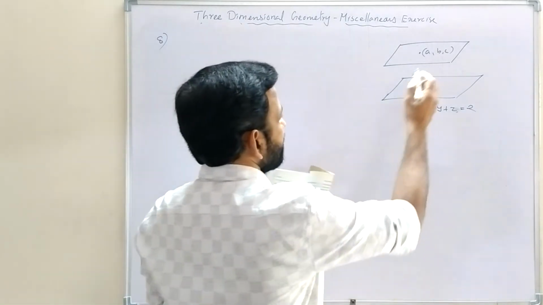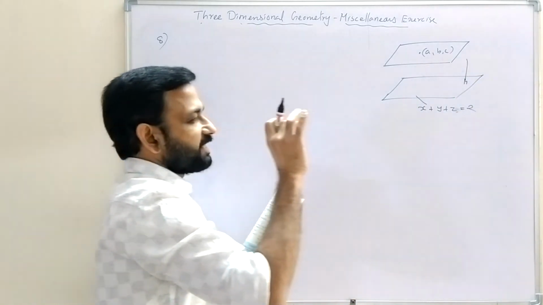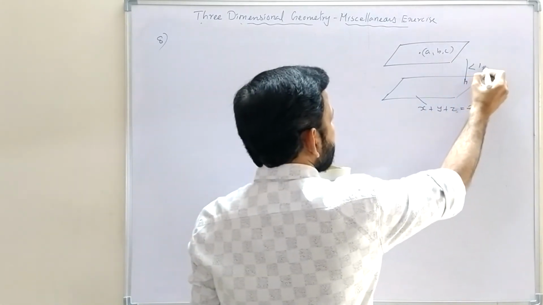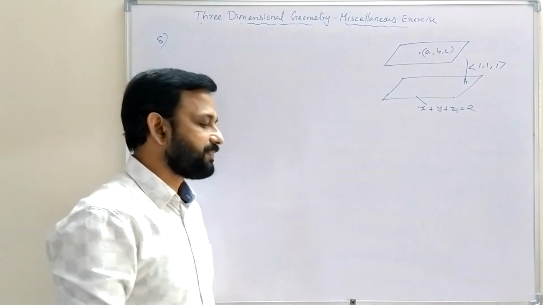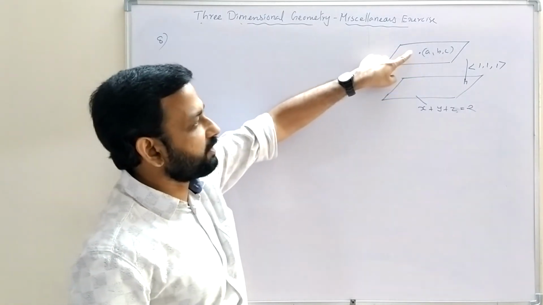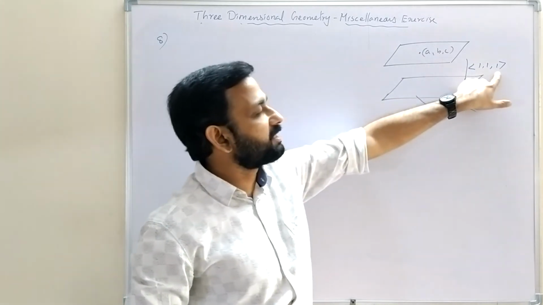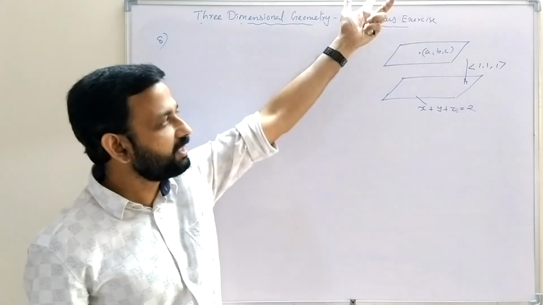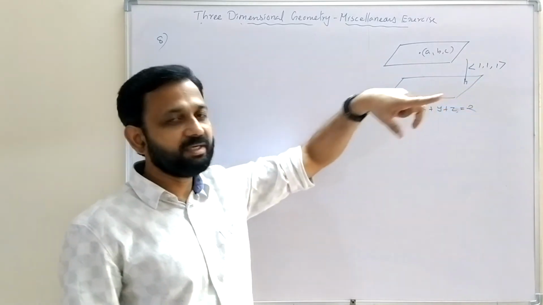So we got the equation of this plane. The direction ratios of the normal to this plane are 1, 1, 1. The required plane is parallel to this plane, therefore 1, 1, 1 are also the direction ratios of the normal to the required plane, and this plane is passing through the given point. So we can easily find the equation of the plane.